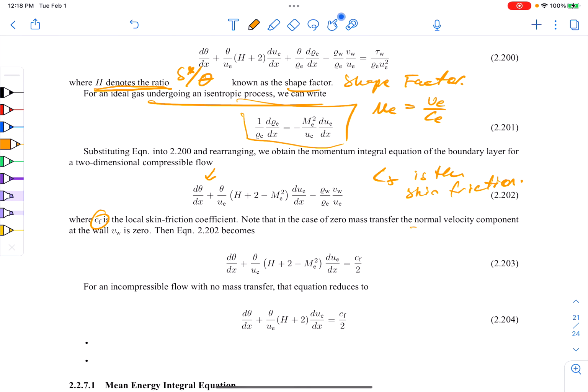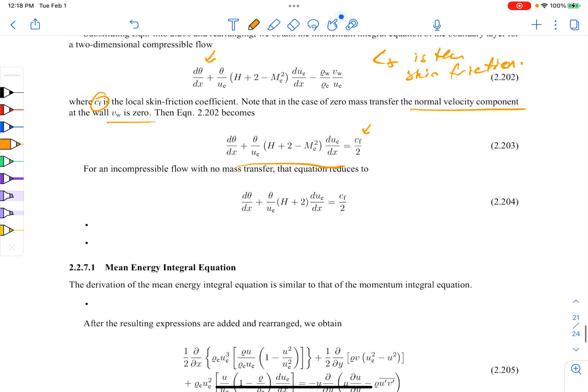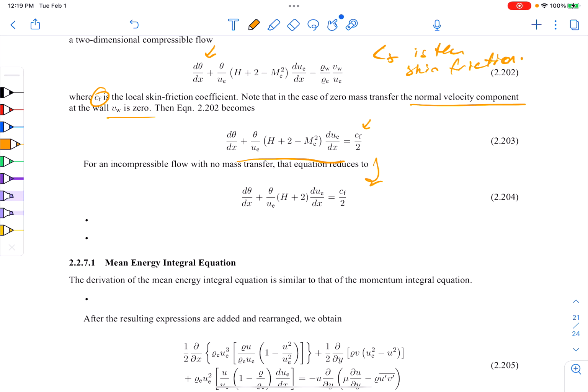If there's no flux through the wall, V_w is 0, then we can reduce this equation even further, and I can write the skin friction, it appears here. And then we have a nice differential equation for that. If it's incompressible, it reduces even further, and I can get rid of M_e, and that makes sense because M_e is usually a non-dimensional parameter that's useful for compressible flows.